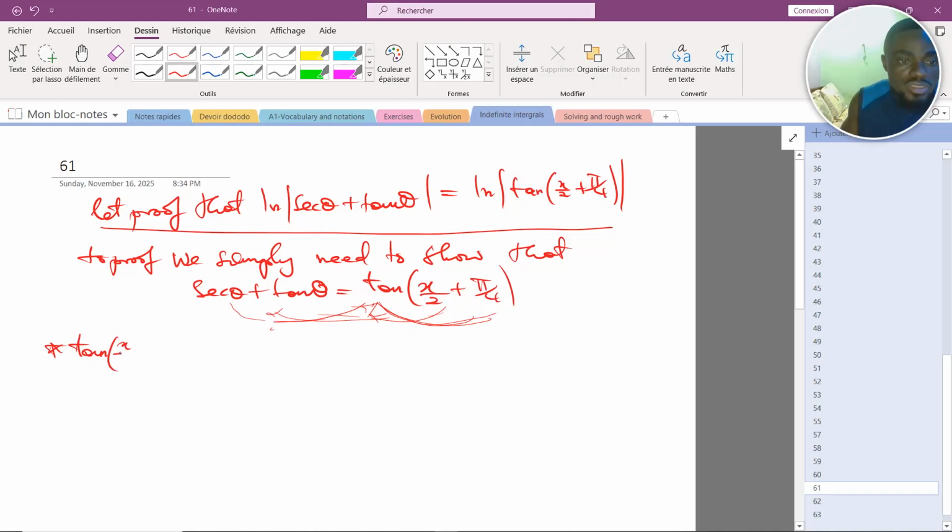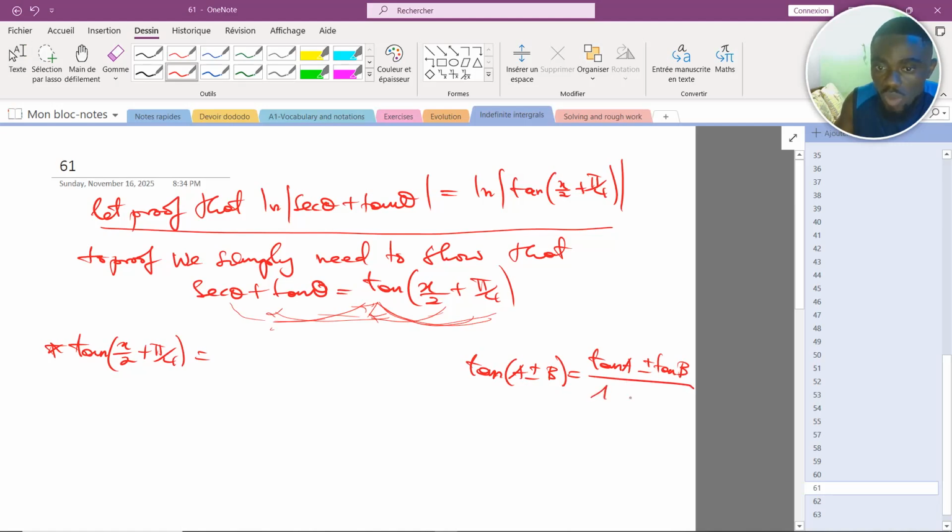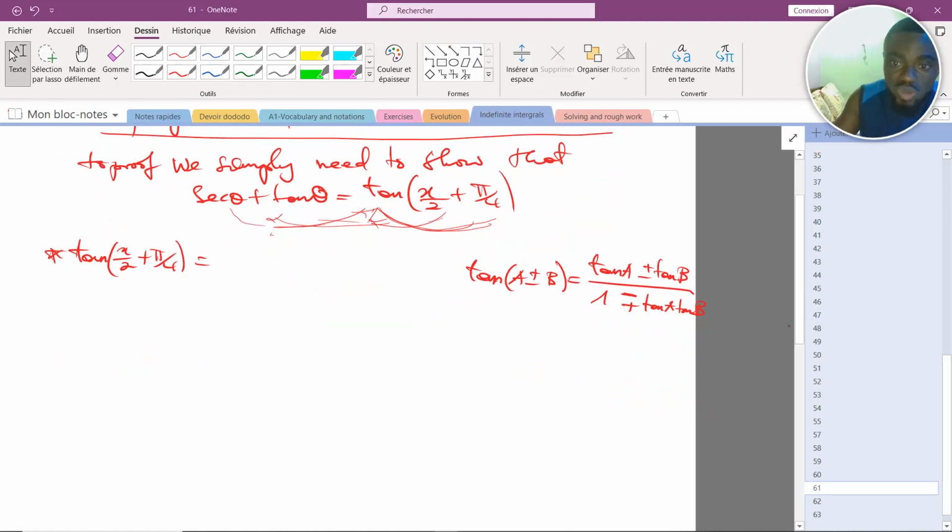tan(x/2 + π/4) is equal to what? Let me recall a simple formula. Tan of A plus or minus B is equal to tan A plus or minus tan B, all over, and now the sign will change here. I will have 1, and since it is plus on top, it will change and become minus plus tan A tan B.